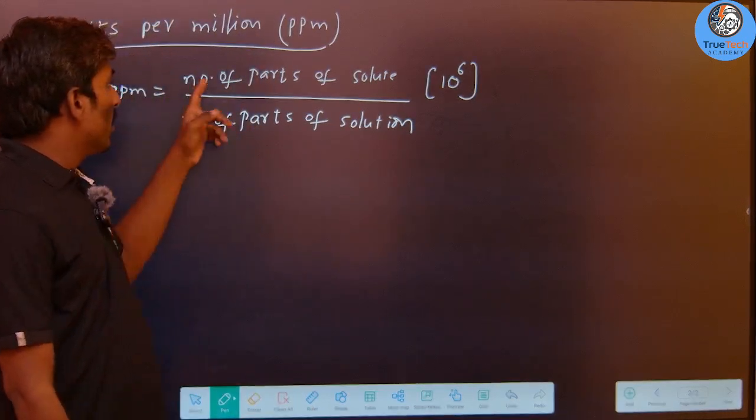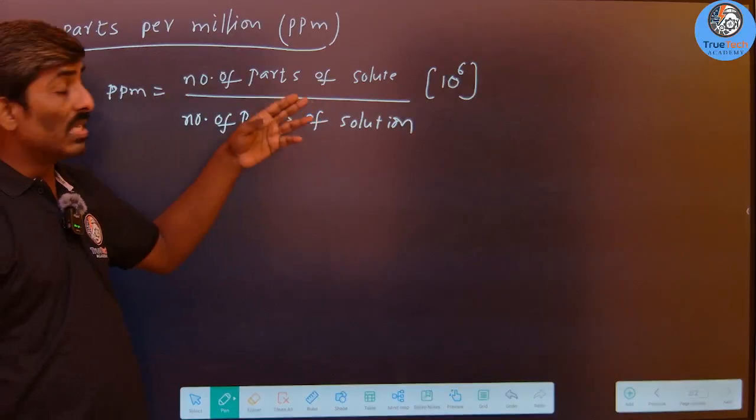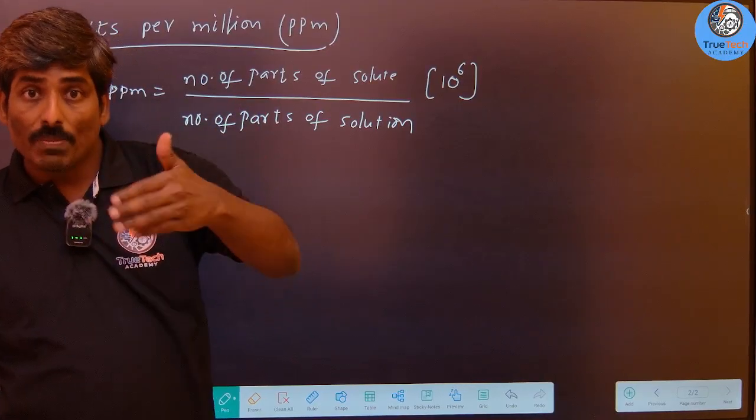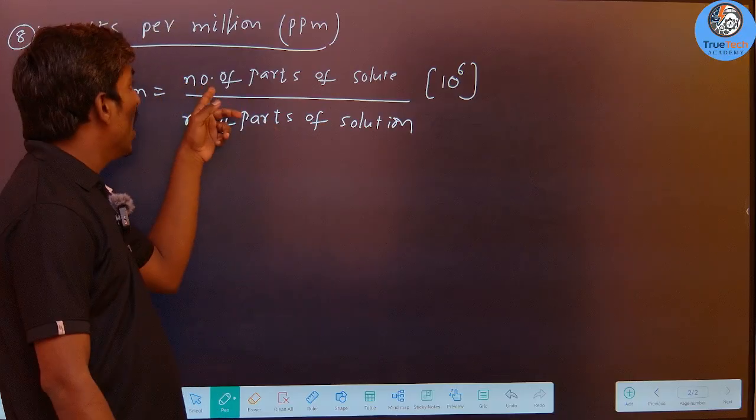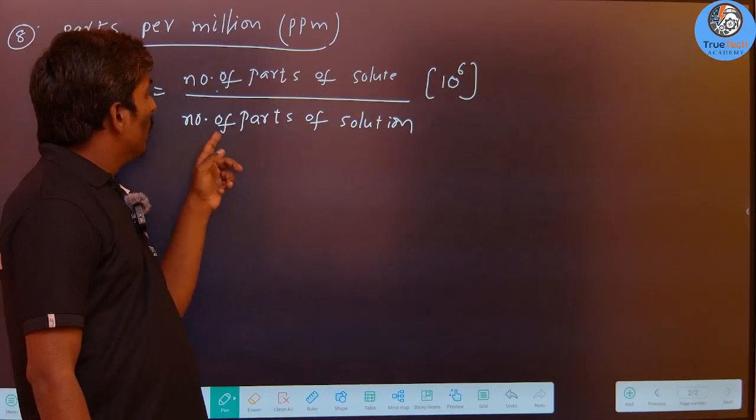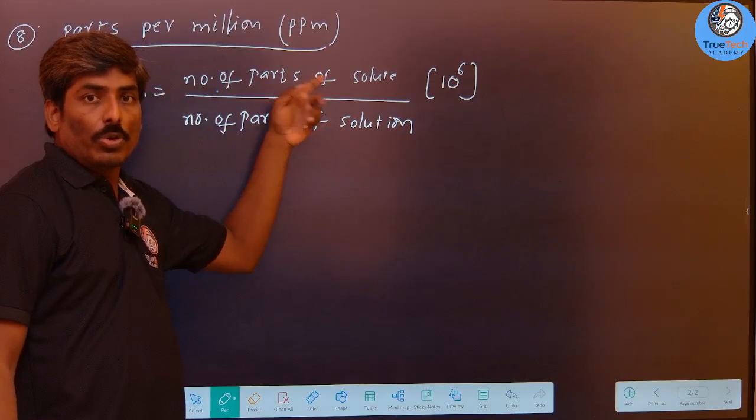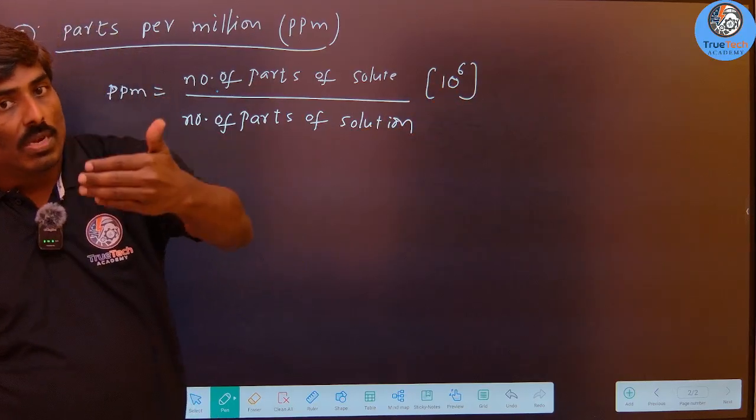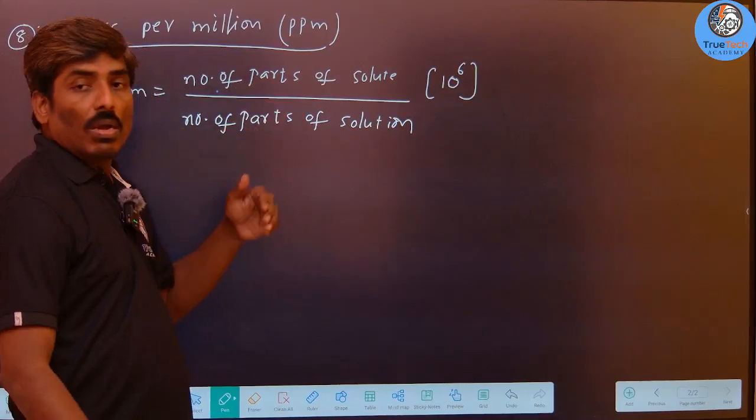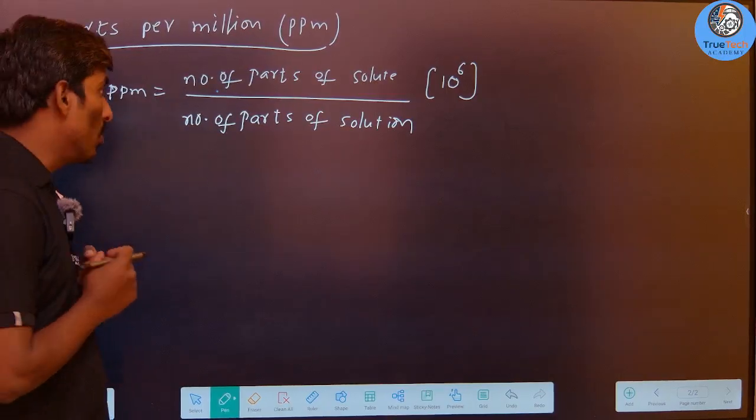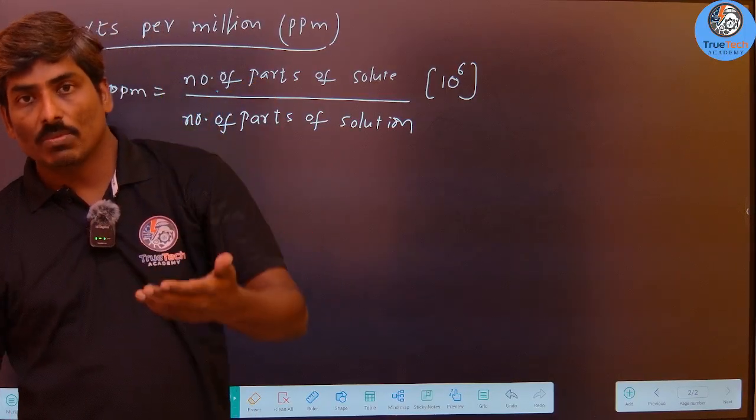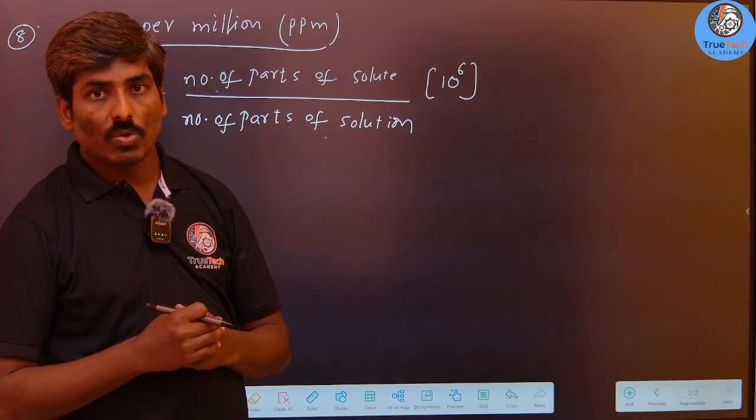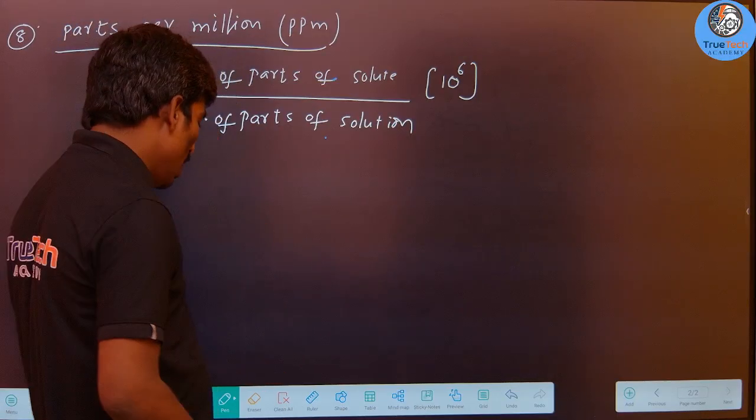So the simple formula is ppm equal to, as in the previous examples we discussed, instead of parts, what we are getting? Weight. Here parts are nothing but weight also. Simply we can take weight of solute by weight of solution, into 10 power 6. So here parts are nothing but weight, or if there is a volume part, volume also. Here parts are nothing but weight in grams. If it is in grams, then the solution also will be taken in grams. In the same units we will take. So this is how it is.